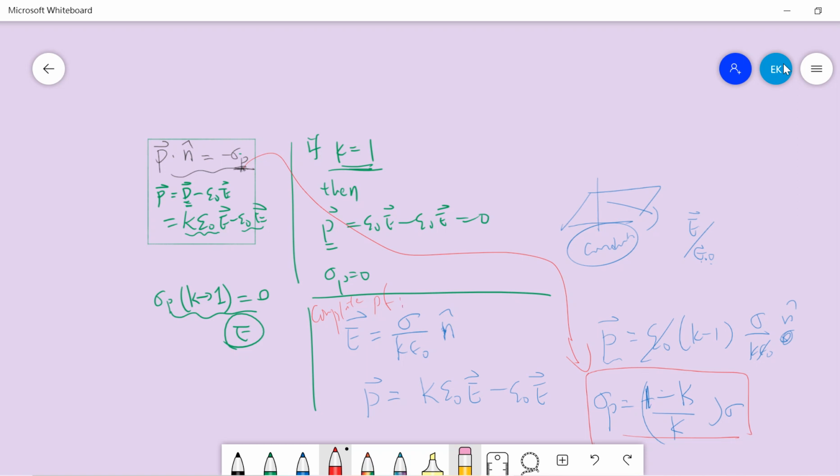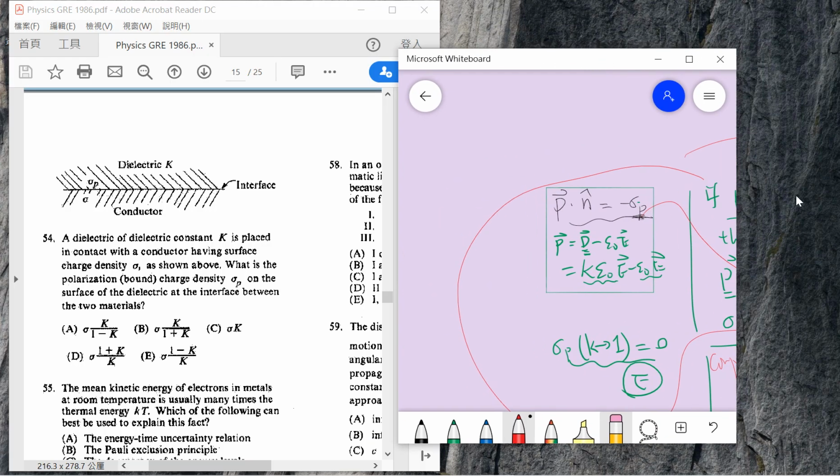But usually in a test, if you don't have time, then you should remember this extreme case. When there is a dielectric constant in the question, you should let the dielectric constant K equal 1, and use your common sense of electrodynamics to tell you which one is the answer. So this is a basic common technique in the subject GRE. Okay, so I think it's enough for today, and I will see you guys in the next video.